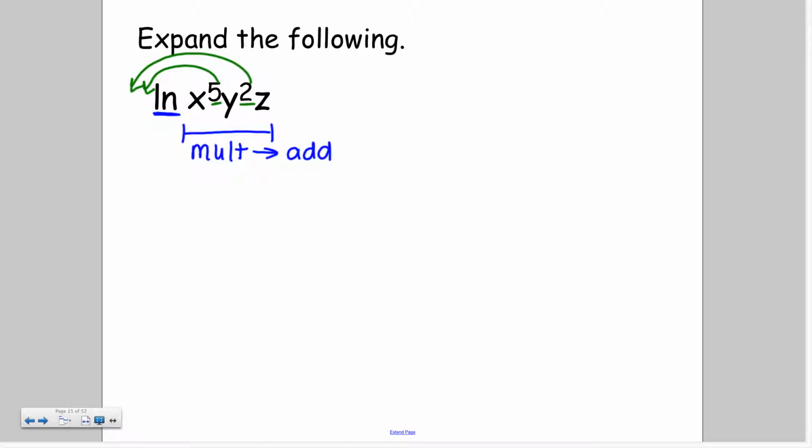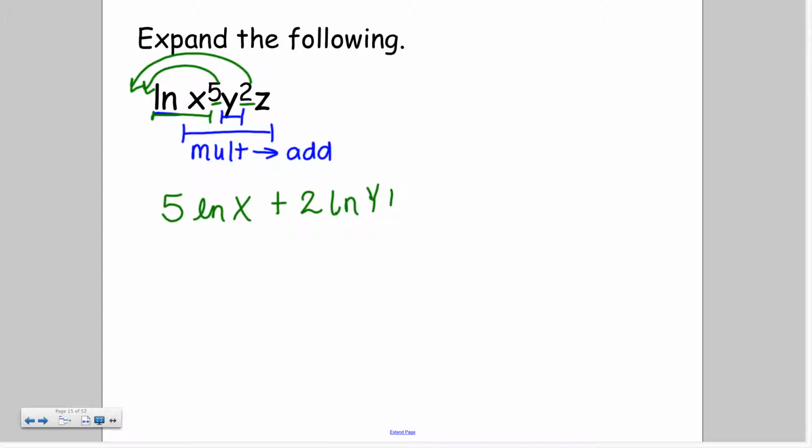So our first one that we're dealing with is this one right here. The natural log of x to the 5th. So we're going to move that 5 out front. So 5, and then our base, ln of x. All right, that's the first one. Then the next one, we have y squared. So because it's being multiplied, we're going to add it. So plus 2 ln y.